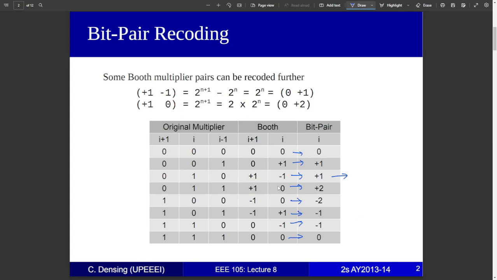A 1 in the higher bit with a 0 in the lower bit is just a 2. A negative 1 in the higher bit is a negative 2. A negative 1 in the higher bit plus 1 in the lower bit, so that's negative 2 plus 1, becomes negative 1. A negative 1 in the lower bit is still a negative 1, and 0 0 becomes 0. You'll see more examples of this later. But basically, the number in the higher position counts for 2, and the number in the lower position counts for 1, and then you add those together, and you get the bit pair.